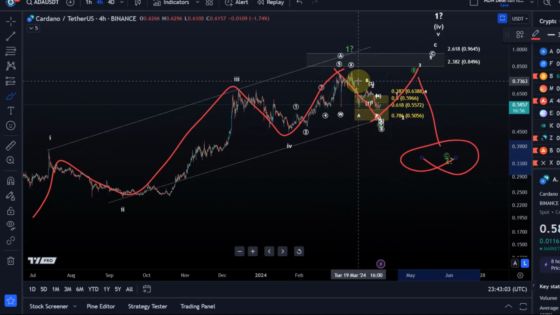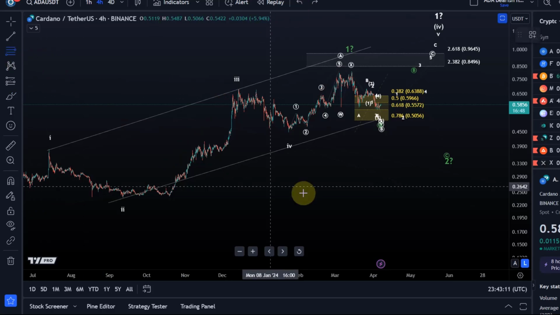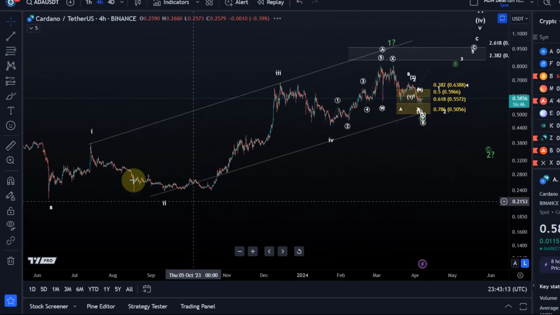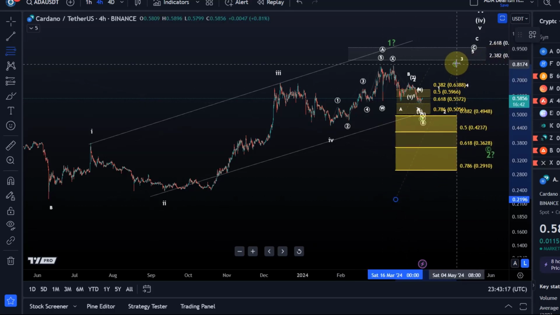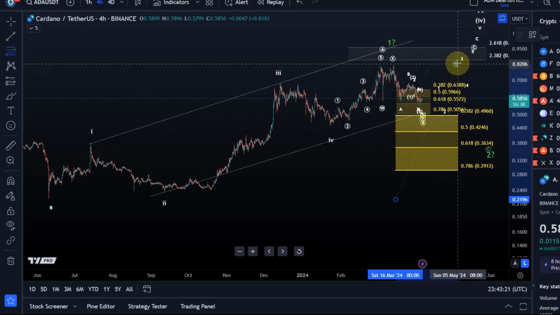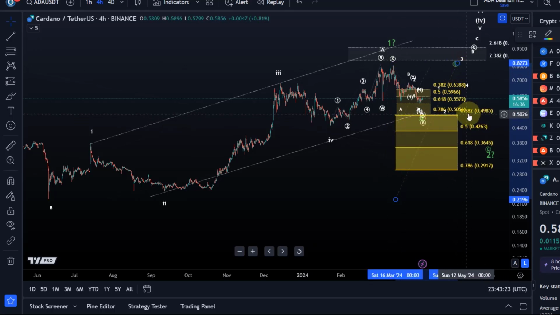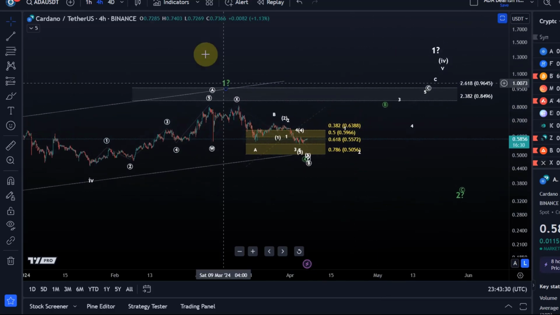The current support zone should also be relevant for an A wave in the green count to bounce. Let me just double check that. I think it is. It's measured obviously for the white count, but it would also be relevant for an A wave. So around 50 cents, even the A wave could find support, or a little higher.